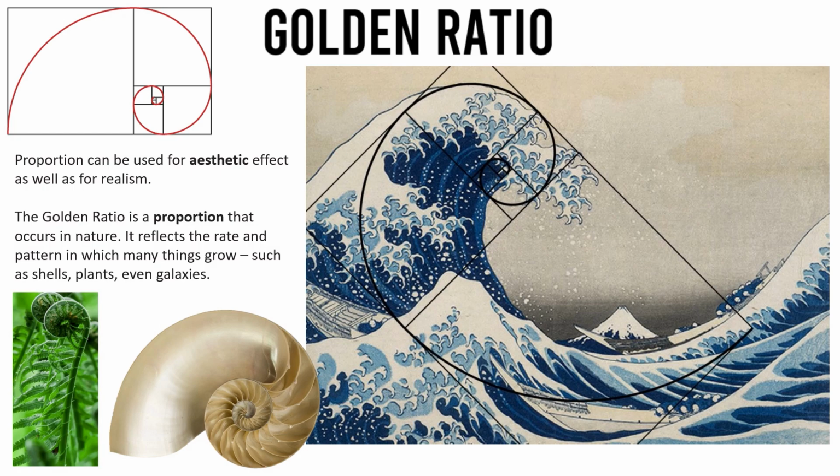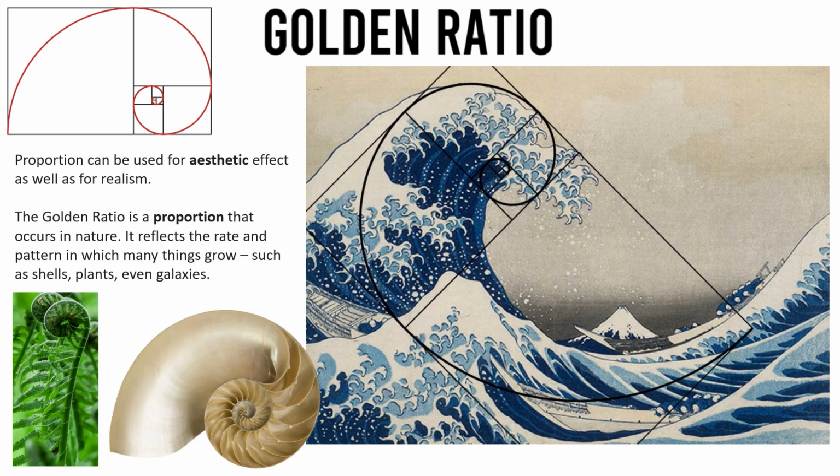Okay, the golden ratio. So proportion can be used for aesthetic effect as well as for realism. The golden ratio is a proportion that occurs in nature. It reflects the rate and pattern in which many things grow, such as shells, plants, and even galaxies.